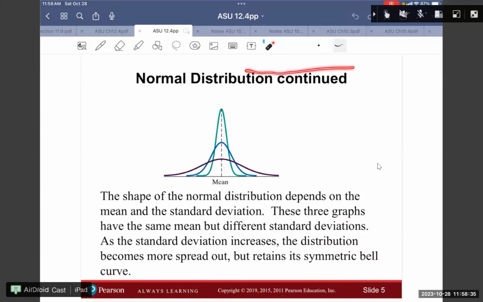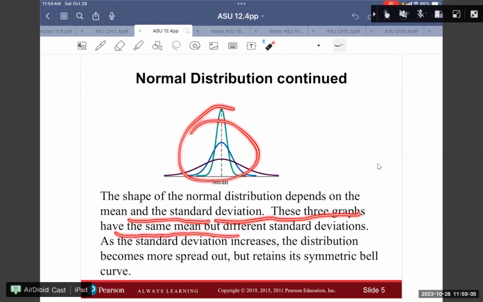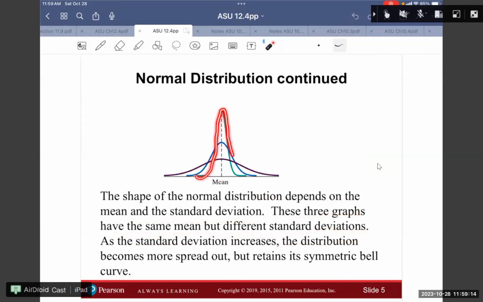The normal distribution is continuous. You see that the curve goes all the way out, but the mean is the symmetry line that divides it into two equal halves. The shape of the normal distribution depends on the mean and standard deviation. The three graphs here have the same mean, but as the standard deviation increases, the distribution becomes more spread out, but remains a symmetric bell. So you see this one is more spread out.